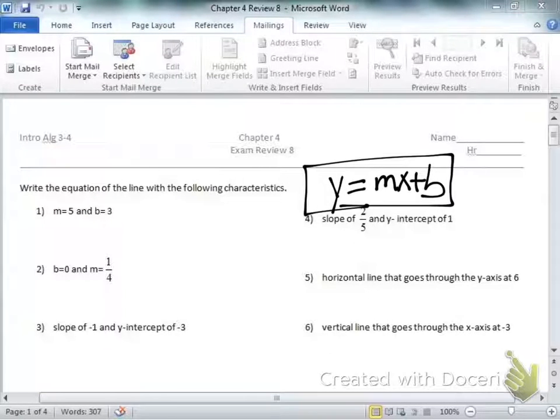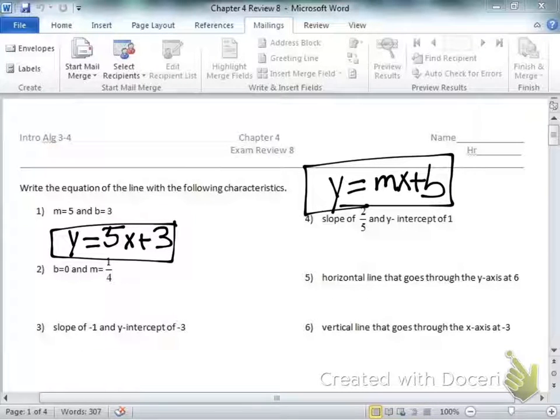Here is the equation we're using for these. This is y equals mx plus b. Remember, m is the slope, b is the y-intercept. So when I give you m and b, you just put the m in the m spot and the b in the b spot. So number 1, y equals 5x plus 3.